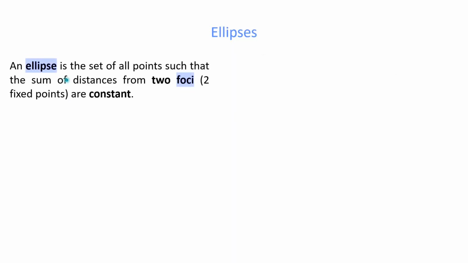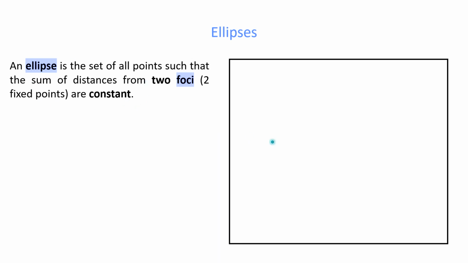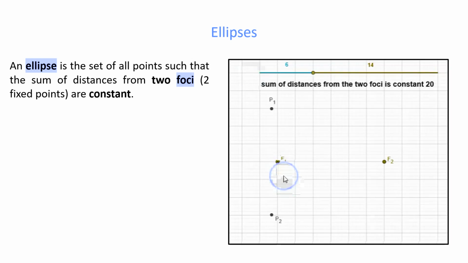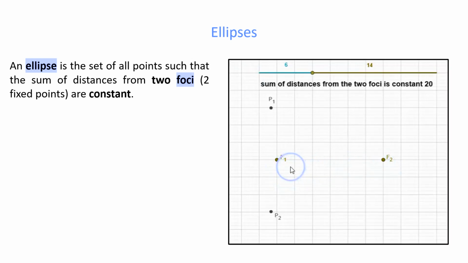Now, an ellipse is a set of all points such that the sum of distances from two foci, which are two fixed points, is constant. And what we'll now do is try to visualize this definition of an ellipse using this video. So we have the two foci here, and these are two fixed points. We have the points P1 and P2, which lie on the ellipse.